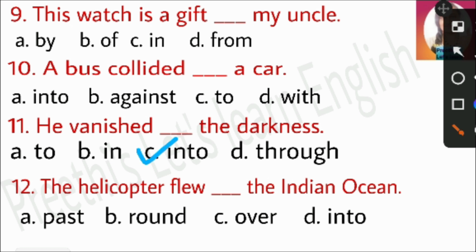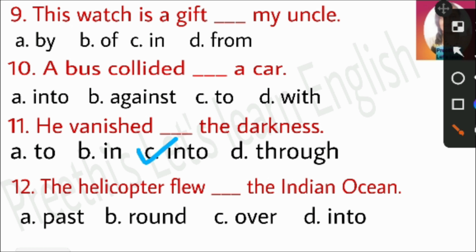Next, 12th one. The helicopter flew blank the Indian Ocean. Here the helicopter is moving above the Indian Ocean. So, past is the wrong answer. Around means that the Indian Ocean around this helicopter is not flying. And option C, over, is the correct answer.